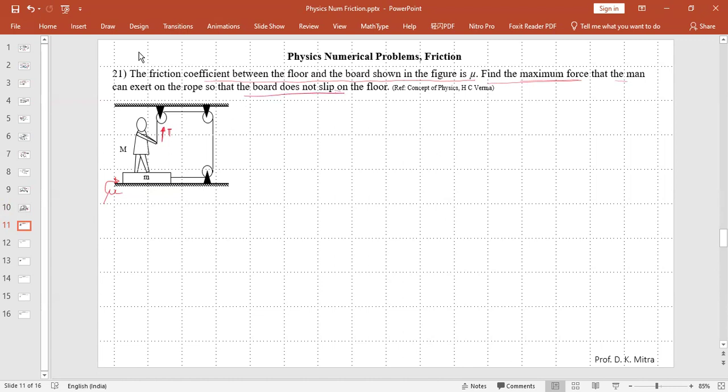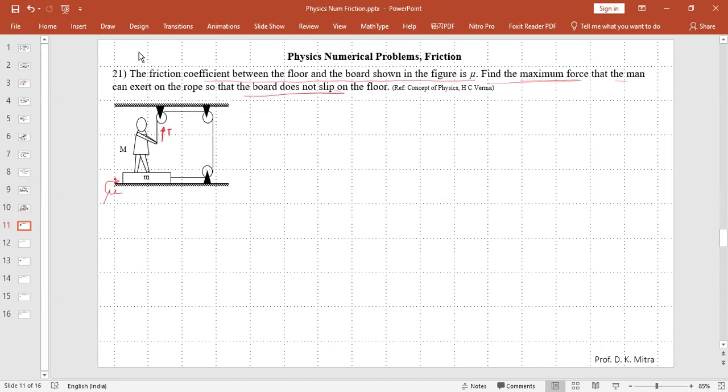Understand the problem. Say the man keeps on pulling it hard and harder. If he pulls very hard, then the tension will be so high that the man will start hanging with the rope, and then the small board will slip. So the question is, how much maximum tension or force can the man apply?